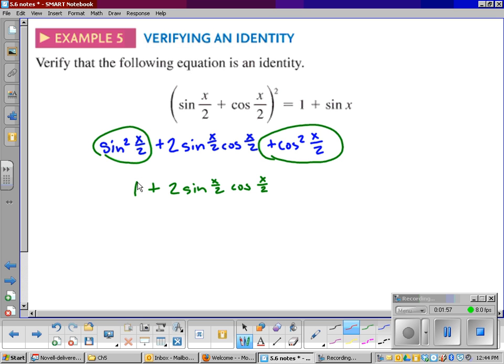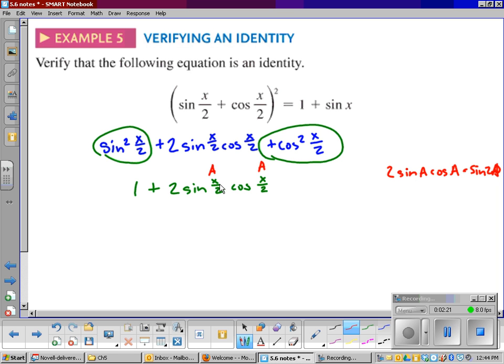Ignore the 1 for a minute, and this is 2 sine of an angle. We could call that A. Cosine of an angle, we could call that A. So if we had 2 sine A cosine A, and hopefully you recognize that from our work earlier in the week, that is sine 2A. That's our double angle identity.